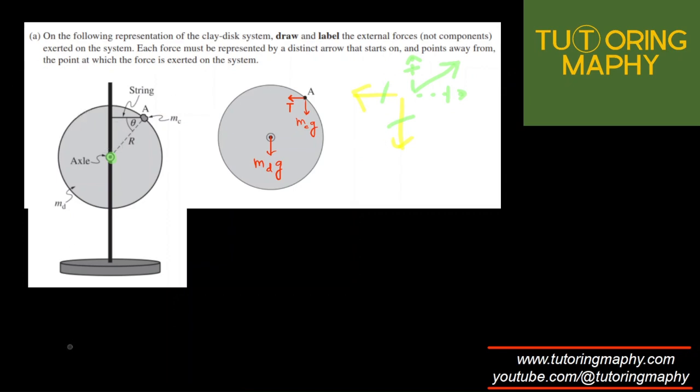So how am I going to show this? I think I can just show it in a slant fashion. I will show it like this, and this will be F of the axle. This is what we have as the complete free body diagram.